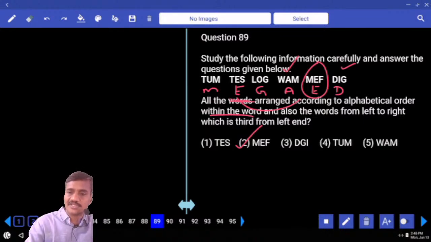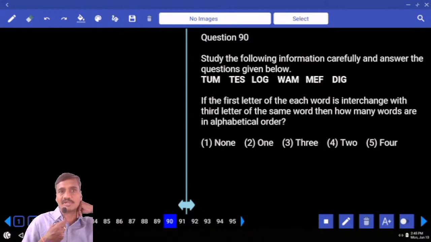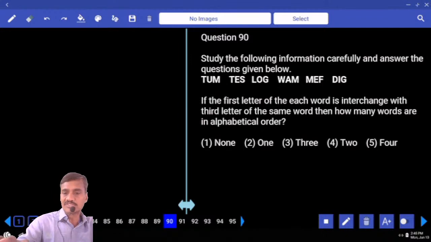Now here there is a small correction: all the letters are arranged according to alphabetical order within the word. 89. Then 90th: the first letter of each word is interchanged with the third letter of the same word. How many words are in alphabetical order? First and third letters interchanged means the letters are arranged in reverse, the entire word will be reversed.